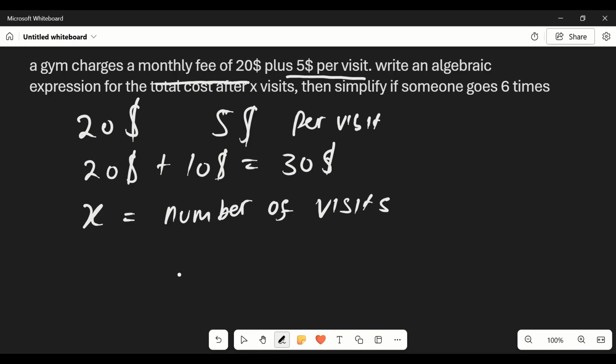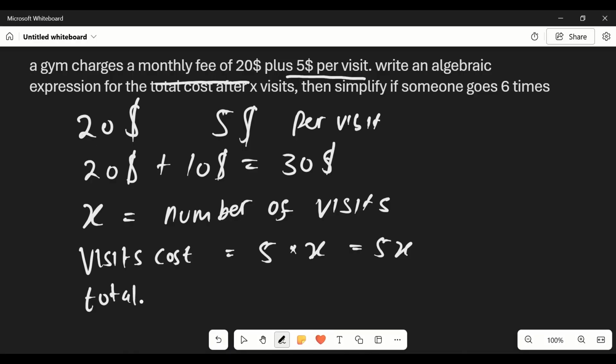Now each visit costs $5. So visits cost 5 times X, or 5X. Then we have a total cost. The total cost is $20 plus 5X dollars, where X is the number of visits.